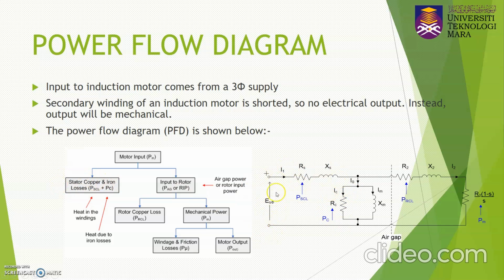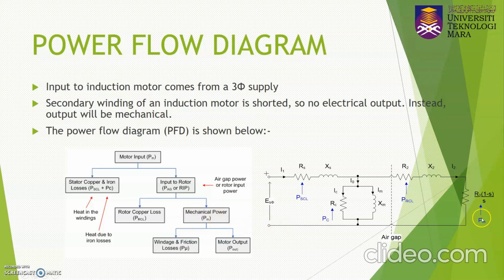The input supply minus the losses here, you are left with the air gap power, or we call it RIP, rotor input power, or the input that goes to the rotor side. In the rotor part, there will also be losses we call rotor copper loss due to the R2. R2 will cause the rotor copper loss. So the air gap power minus the PRCL, you are left with the mechanical power, which is your PM.